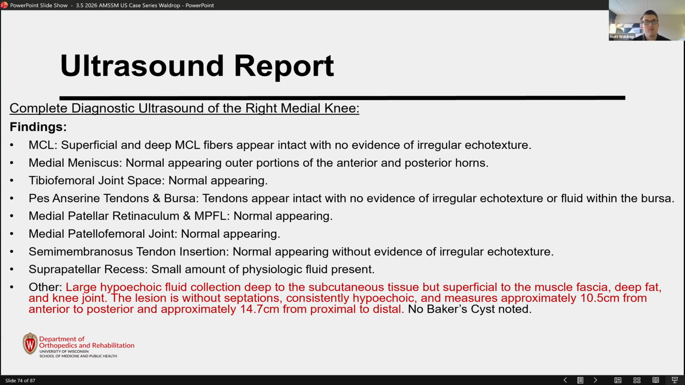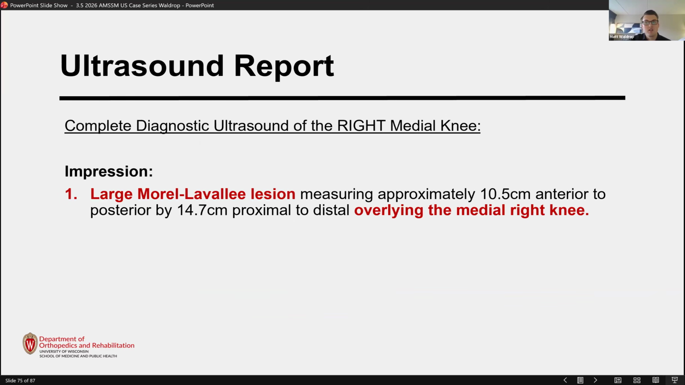where we noted a large hypoechoic fluid collection deep to the subcutaneous tissue, but superficial to the muscle fascia, deep fatty tissue, and knee joint. The lesion is without septations. It's consistently hypoechoic and measured approximately 10.5 centimeters in AP by 14.7 centimeters from proximal to distal. So our impression was a large Morel-Lavallée lesion measuring approximately 10.5 centimeters anterior to posterior by approximately 14.7 centimeters proximal to distal, overlying the right medial knee.